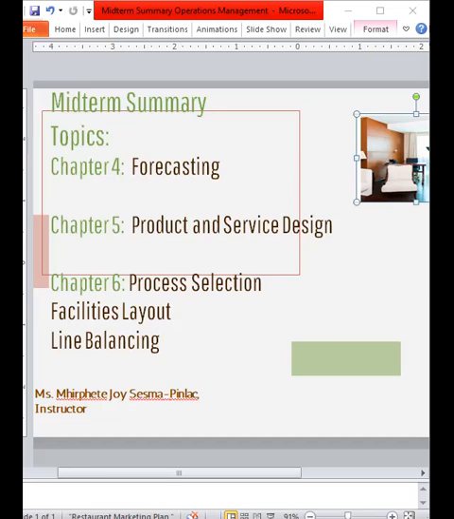This is a forecast type that focuses on subjective inputs or opinions and surveys, and this is called judgmental forecast.